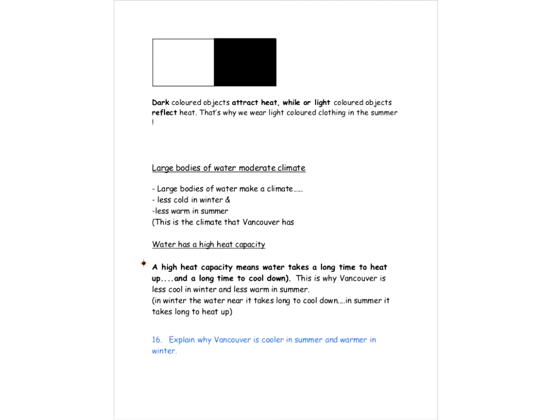Now the reason that happens is because water has a high heat capacity. So what does that mean, high heat capacity? Well, it means it takes water a long time to heat up and a long time to cool down. So that's why Vancouver's less cool in the winter and less warm in the summer. So in the winter, the water takes a long time to cool down, and in the summer, the water is taking a long time to heat up. All right, so question 16, explain why Vancouver is cooler in summer and warmer in the winter time.